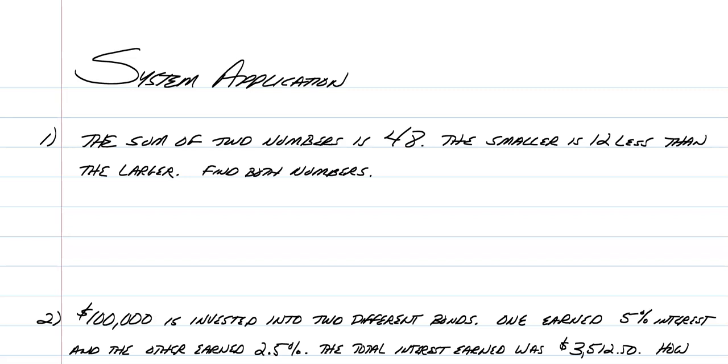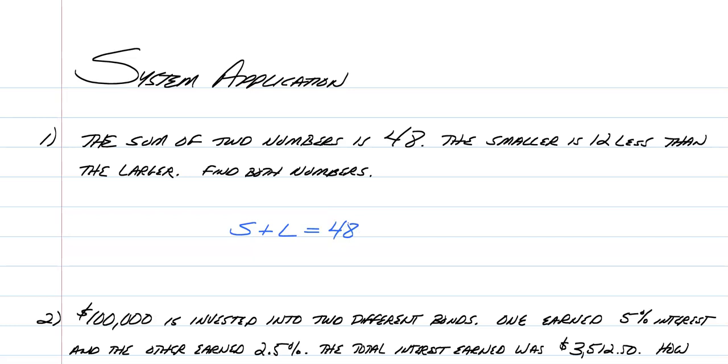Okay? So the first one says that you have two numbers that sum to 48, and the smaller is 12 less than the larger. Find both numbers. You can use X and Y, or you can use any letter of your choice. Since we're talking about a smaller number and a larger number, we know that they sum to 48, so one of your equations can just be small plus large is equal to 48.